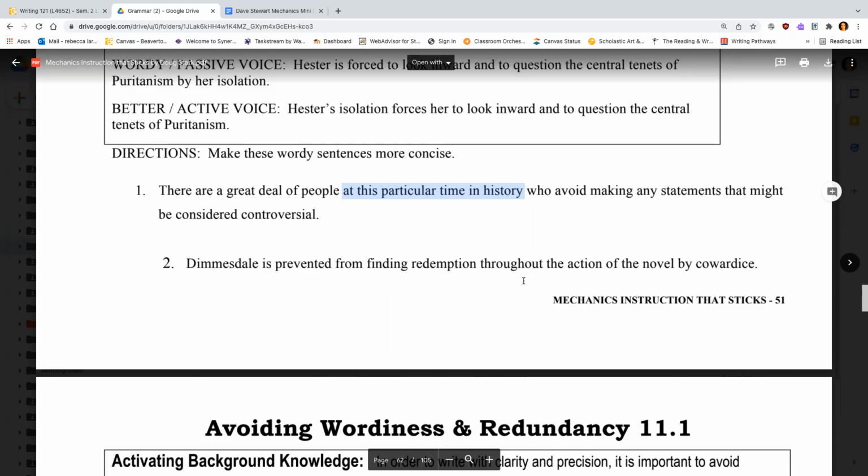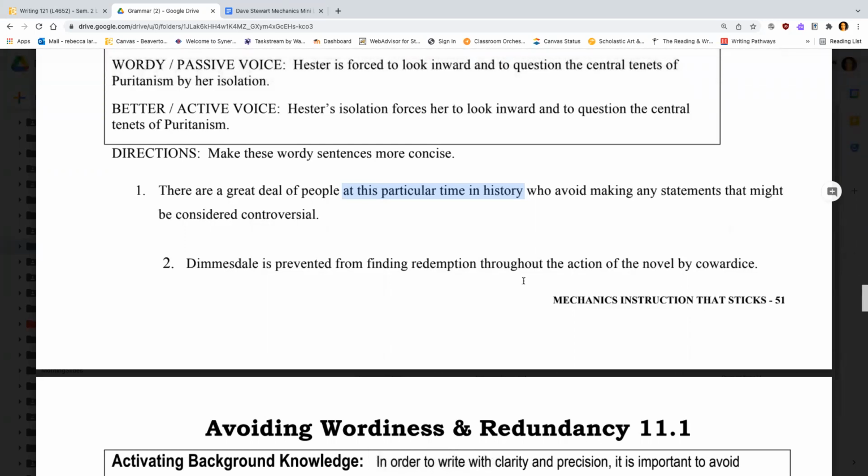Right? Dimmesdale is prevented from finding redemption throughout the action of the novel by cowardice. We could say Dimmesdale's cowardice prevented him from finding redemption in the novel. I don't know if we would need the action of the novel. It would maybe depend on what else is in your paragraph.